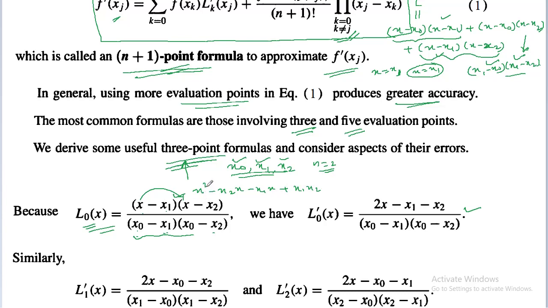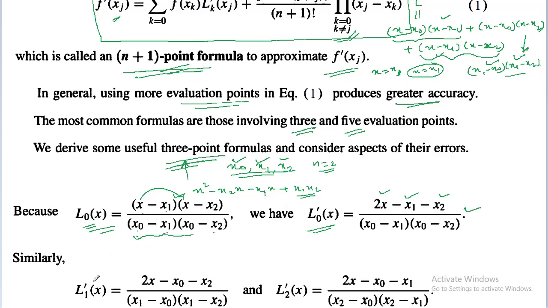So differentiating, we get derivative of x square is 2x, derivative of minus x2 into x is minus x2 itself, derivative of minus x1 into x with respect to x is minus x1, and derivative of x1 x2 is 0 because x1 and x2 are constants. So this will be the L0 dash of x.